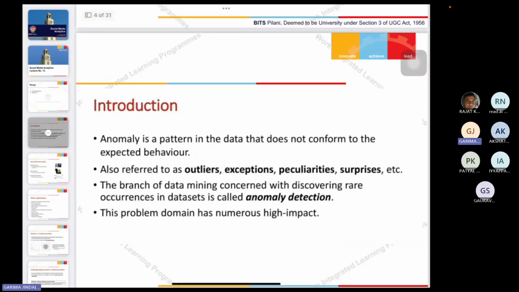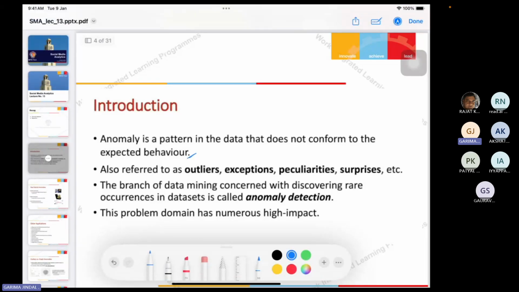So an anomaly is a pattern in data that does not conform to the expected behavior. So what does it mean? In a social network, suppose we have communities. The nodes in this community will be behaving in a certain way, but then there can be certain nodes in the same community that are behaving differently. Such nodes can be called anomalies. And in this lecture, we will be seeing how you detect these anomalies.